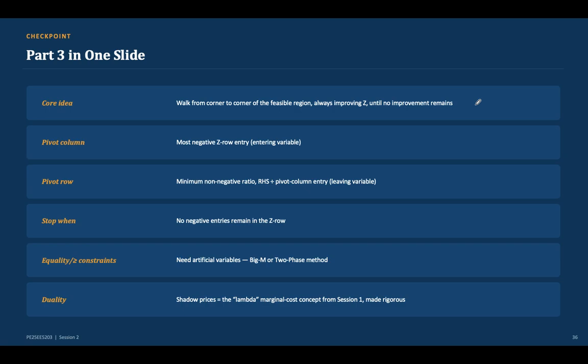This matters especially when real generator costs are not linear. At this point you should be able to describe simplex without using the word tableau. Start from a feasible corner, identify the direction that improves the objective, move as far as feasibility allows, arrive at a new corner and repeat. So the tableau is simply the efficient algebraic mechanism for doing this in many dimensions.